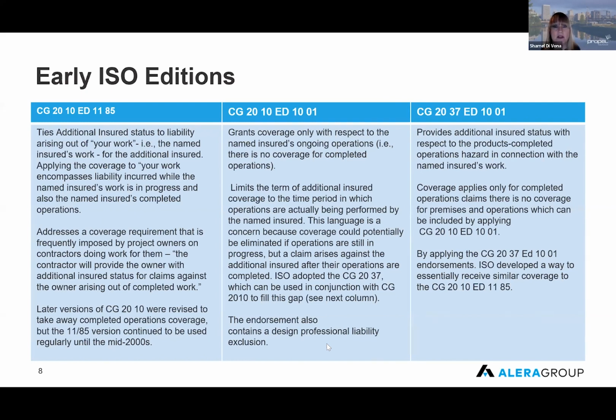If we fast forward a little bit to 2001, and you'll see those two exhibits on the middle and right-hand side of your screen, the 10 01 forms debuted. The CG 2010 10 01 included coverage for additional insured for ongoing operations only. Notably missing was the coverage for completed ops. Hence, the 2037 was born to address the need for the completed ops coverage. So instead of having one single form covering both ongoing and completed ops, in 2001, we now have two forms, the 2010 for ongoing and the 2037 for completed. In the 10 01 version, the coverage trigger for the additional insured was still arising out of. So it was still offering very broad coverages for the additional insured.